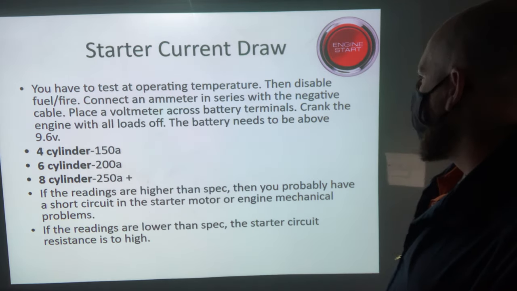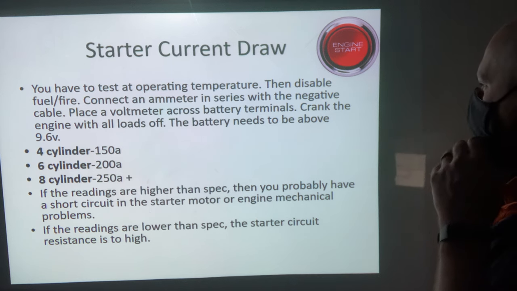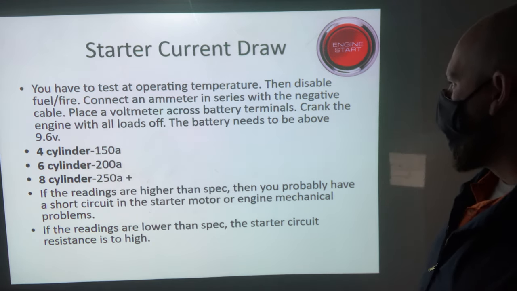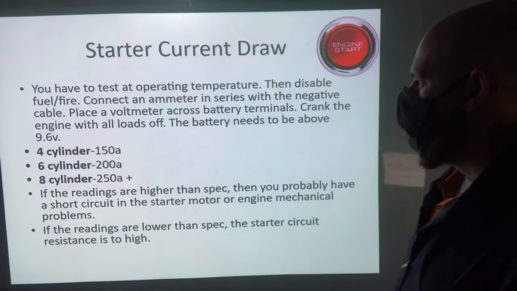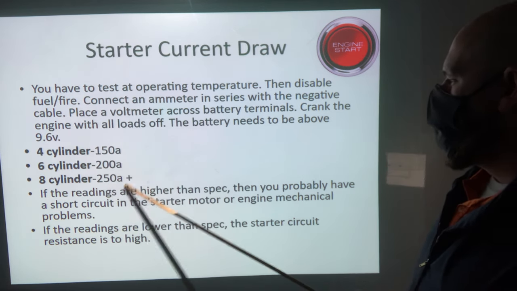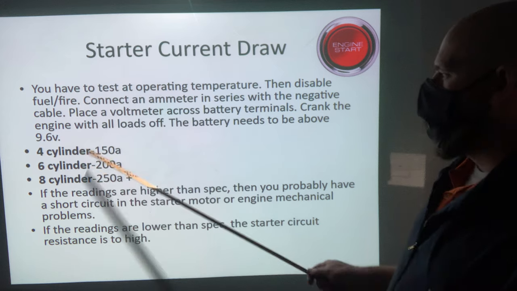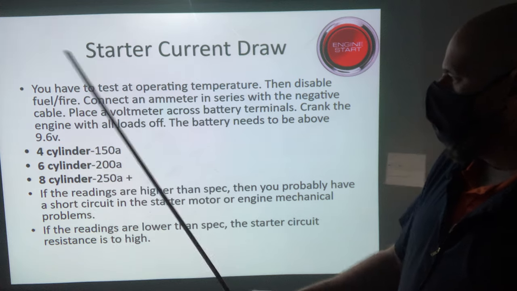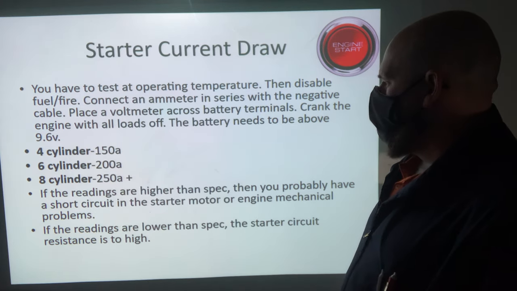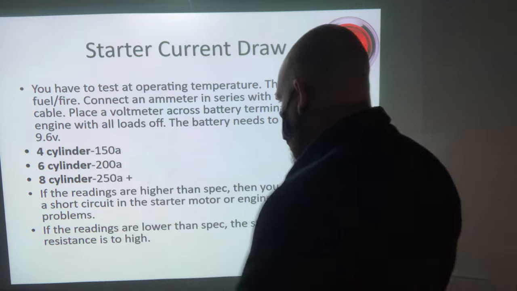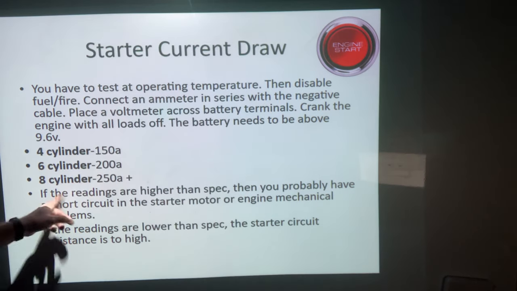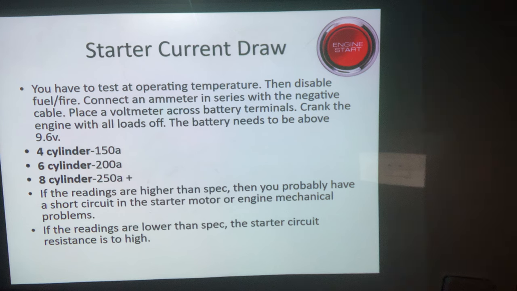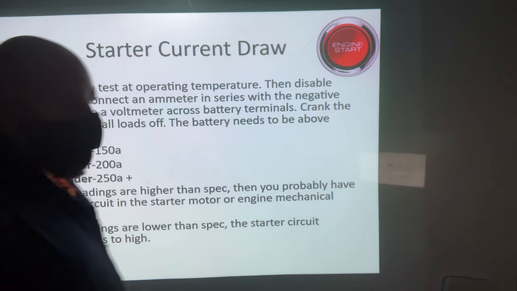Connect an ammeter in series with a negative cable, place a voltmeter across the battery terminals, and crank the engine with all the loads off. The battery needs to be above 9.6 volts. That's just a generic amperage you should have; you have to look up the exact specs for your particular vehicle. If the readings are higher than spec, then you probably have a short circuit in the starter motor or engine mechanical problems. If the readings are lower than spec, the starter circuit resistance is too high.